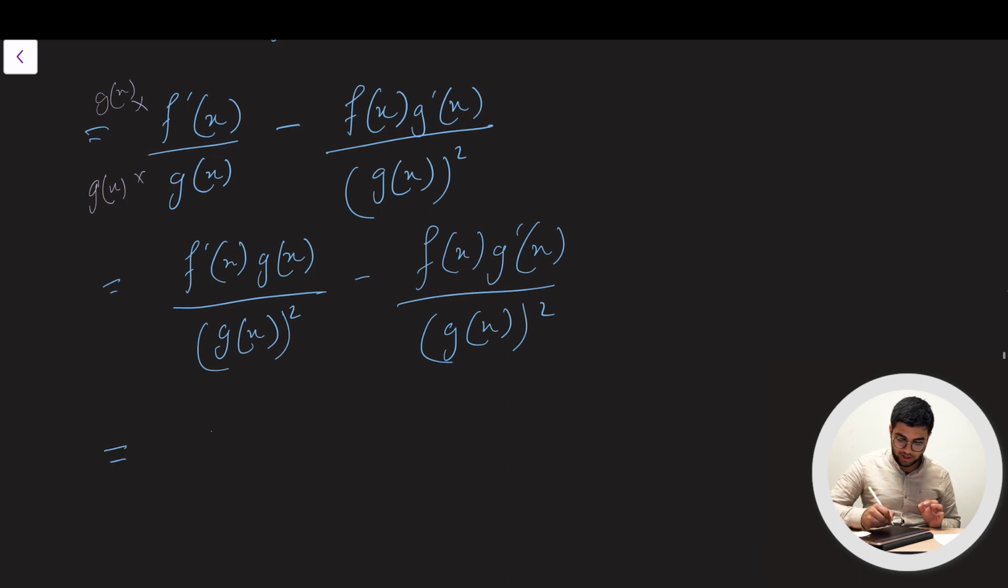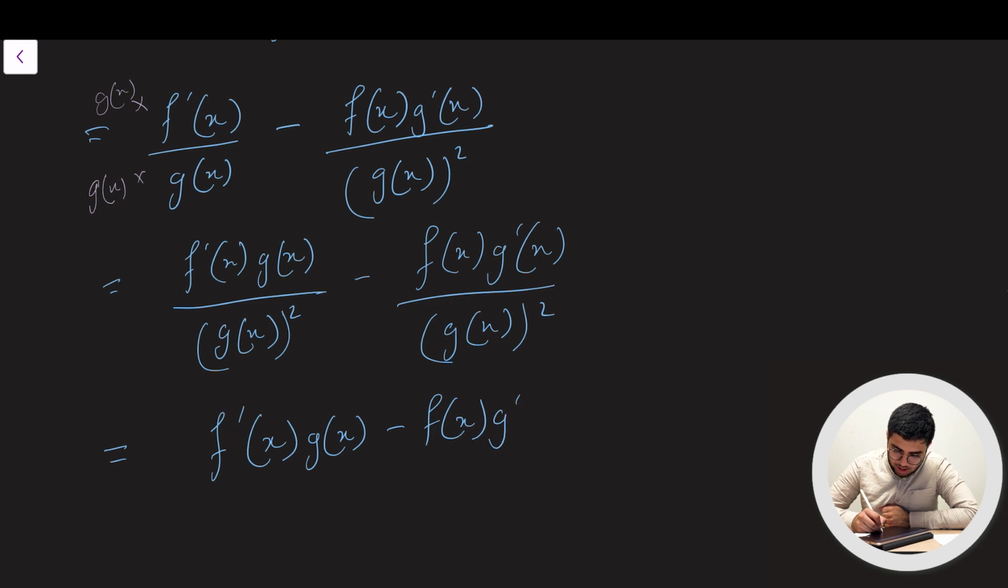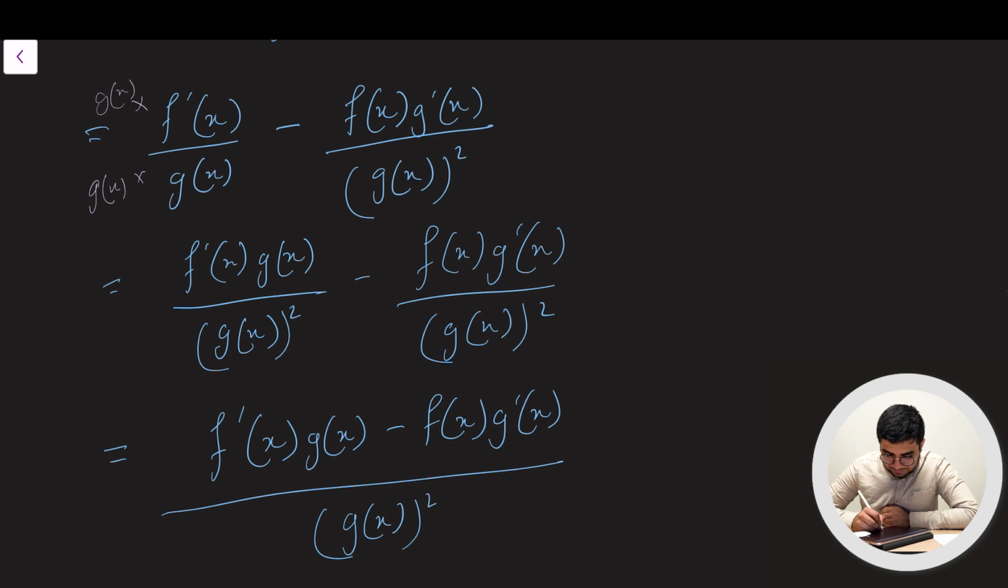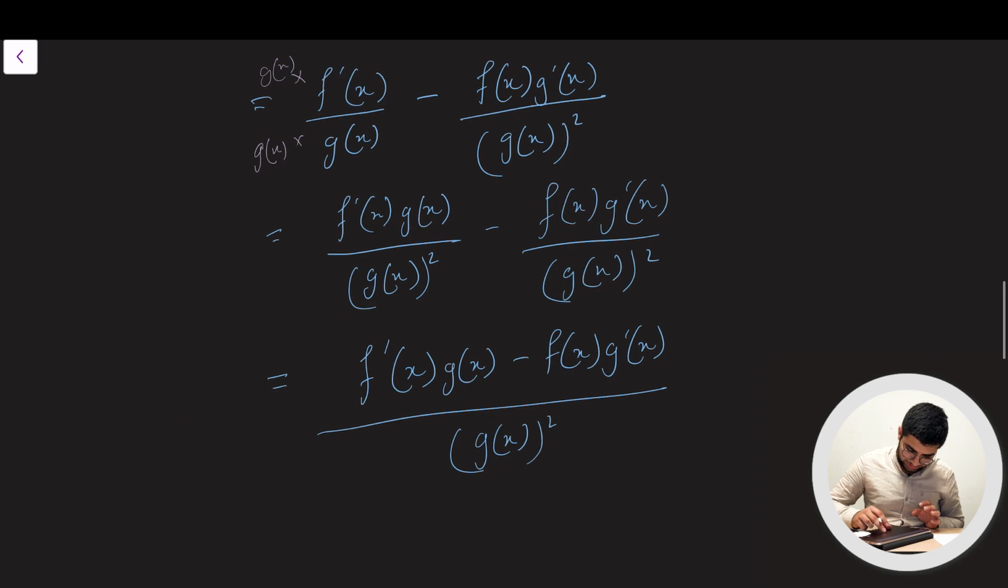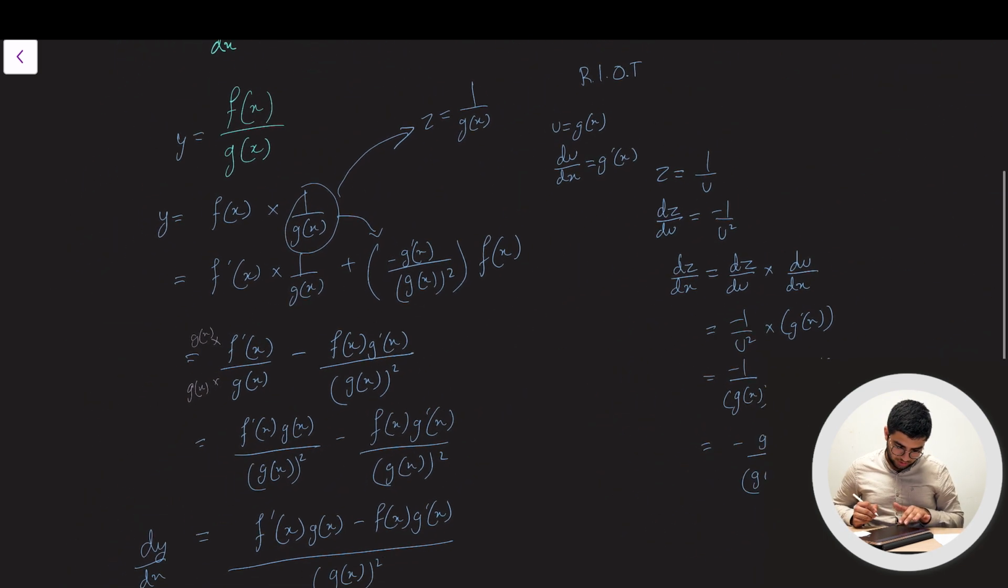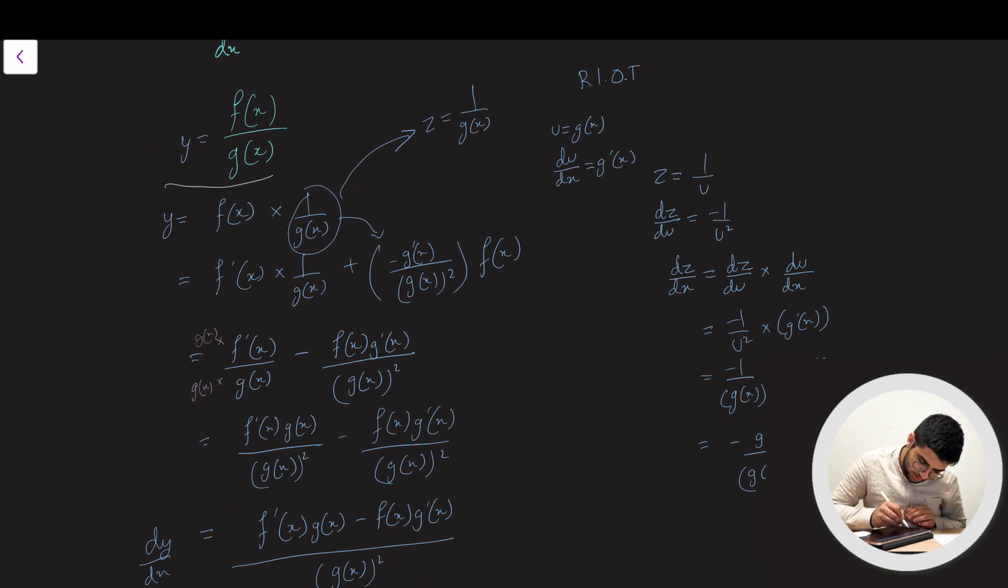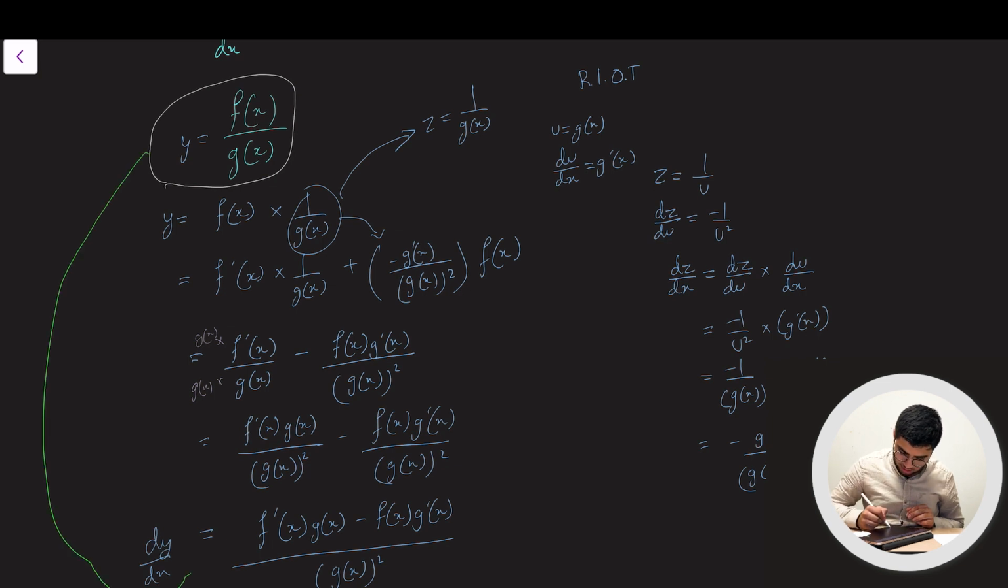One final step. Since we have a common denominator, put that into one fraction. And this is what you are finally left with. This is the quotient rule in all of its glory: dy on dx. So whenever you have a quotient like this, you use the quotient rule.